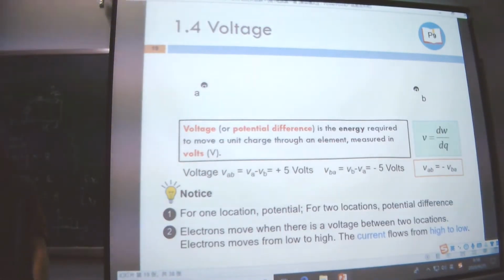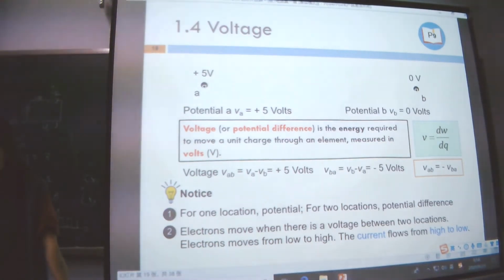Okay, now we are going to see voltage. Voltage is another important variable of circuit analysis. Here we have A and B. There are the 2 points. And here we say point A has a potential of 5 volts, and B has a potential of 0 volts.